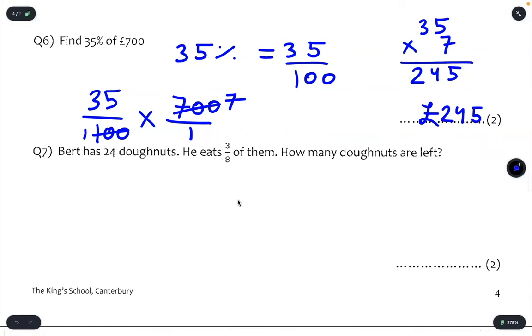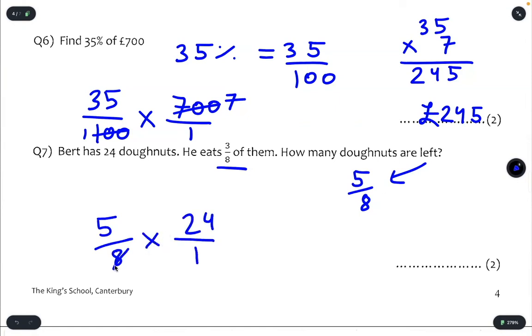Question 7. Bert has 24 donuts. He eats 3/8 of them. How many donuts are left? If he eats 3/8 of them, that means that 5/8 are left, because 3/8 add 5/8 equals 8/8, or the whole. So we are finding 5/8 of 24. So we can divide top and bottom by 8, leaving 1 here and 3 here. Then 5 times 3 gives you 15.